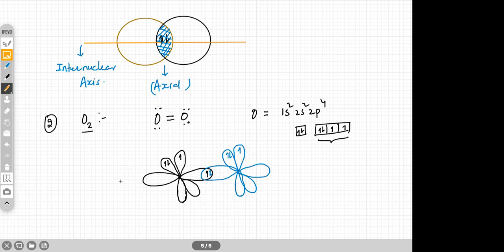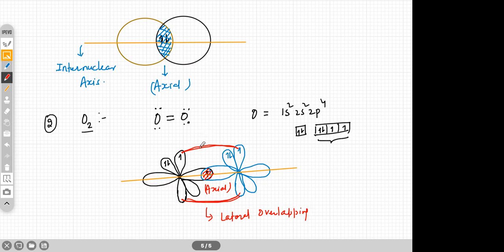Now this overlap you see along this line, this is the internuclear axis. And along this line, the overlap that we have, this is axial overlap, which forms a sigma bond. These two orbitals go under lateral overlapping, right? So this is lateral overlapping. So it forms a pi bond, right?